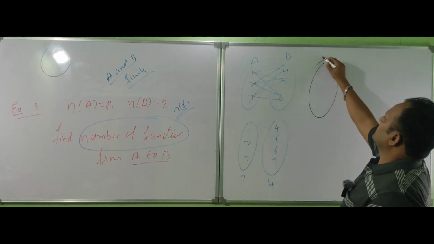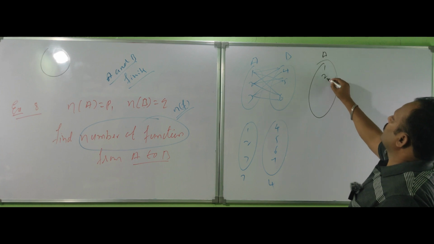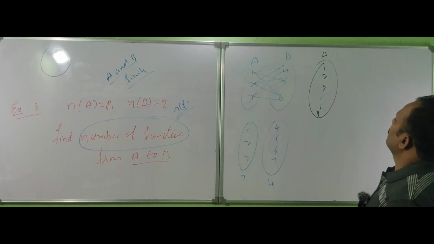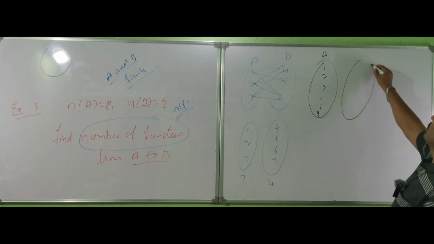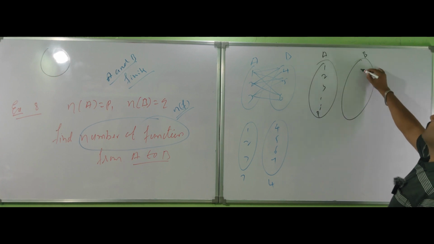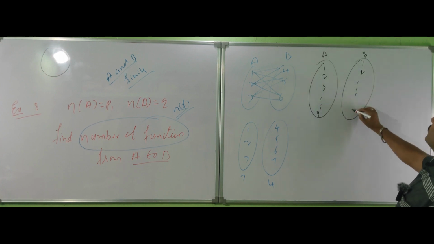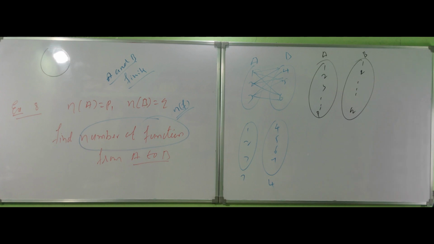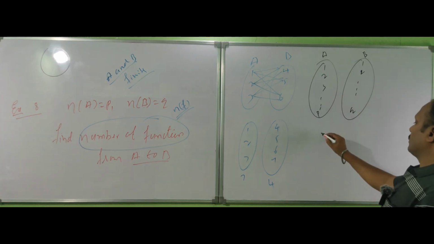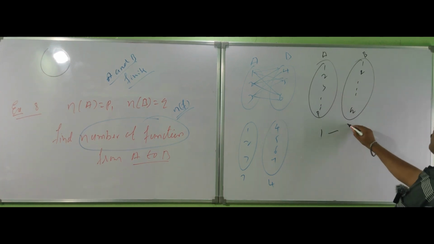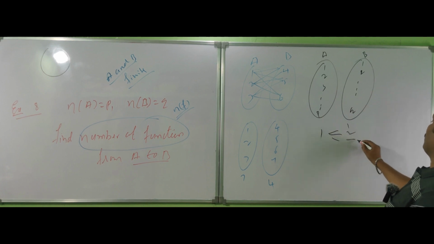For p elements, A has 1, 2, 3 up to p. Here I have some q elements. B has 1, 2 up to q elements. Just listen carefully. 1 can have 1, 2 up to q elements.